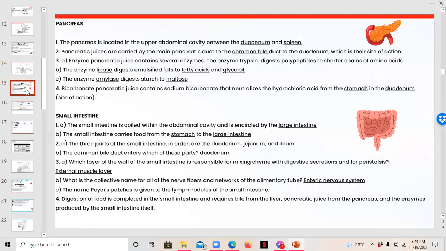Pancreas. Number 1, the pancreas is located in the upper abdominal cavity between the duodenum and spleen. Number 2, pancreatic juices are carried by the main pancreatic duct to the common bile duct to the duodenum, which is their site of action.